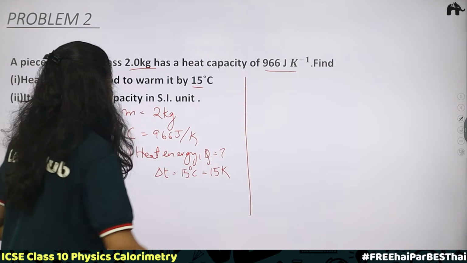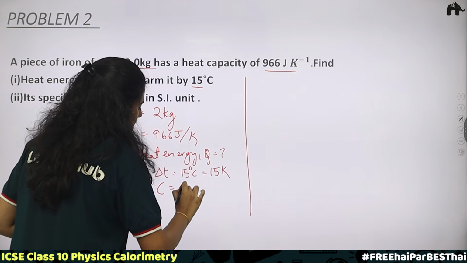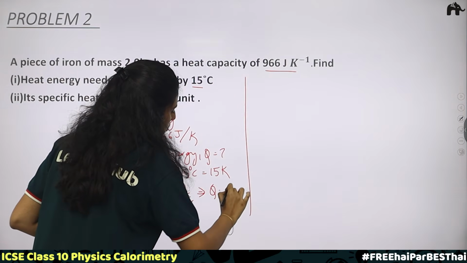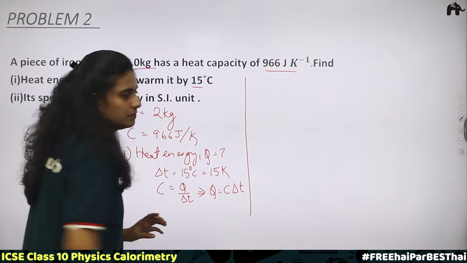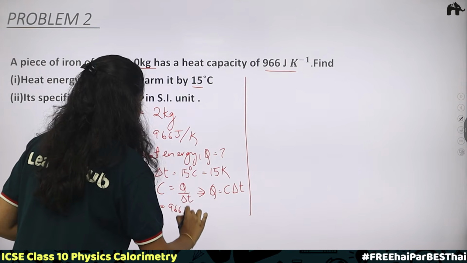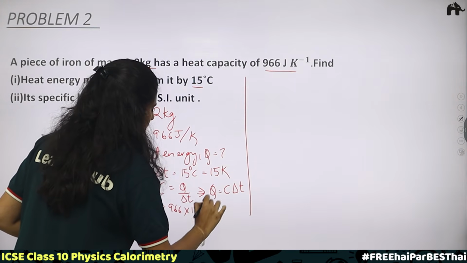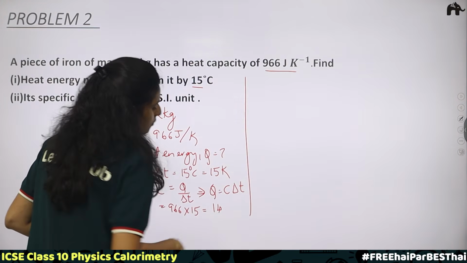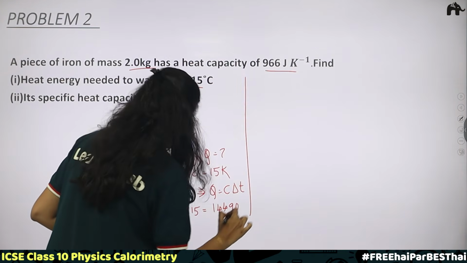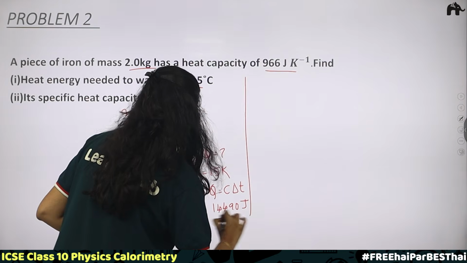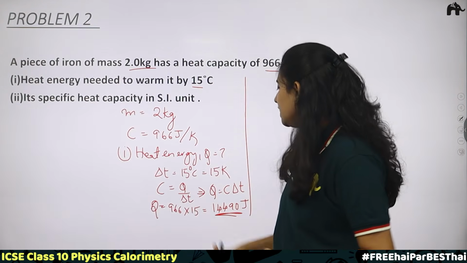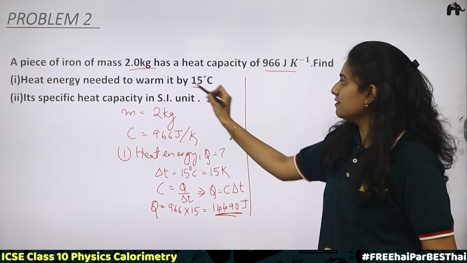Okay, change in temperature. Therefore, capital C is Q divided by delta T, which means Q is equal to capital C delta T. Okay, now put the value. C is 966 into delta T is 15, which is equal to 14,490 joules. Okay, so this is your heat energy to warm it by 15 degrees Celsius.